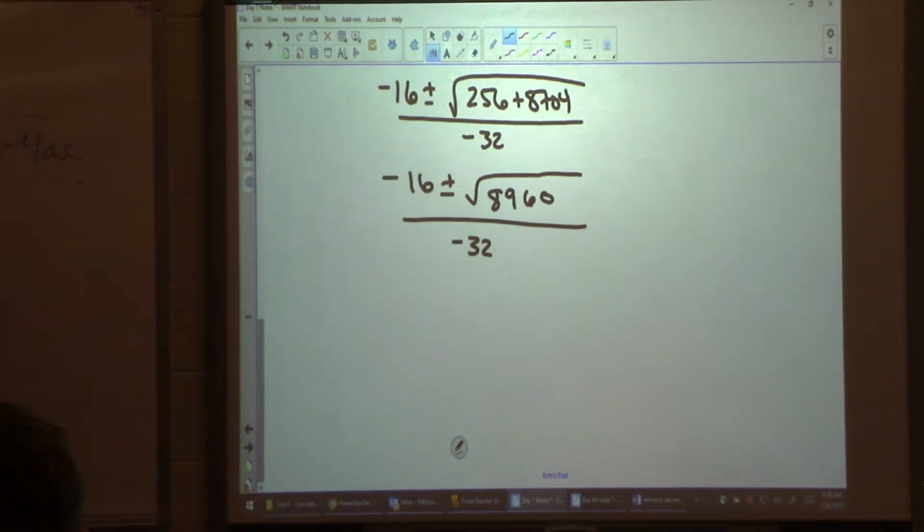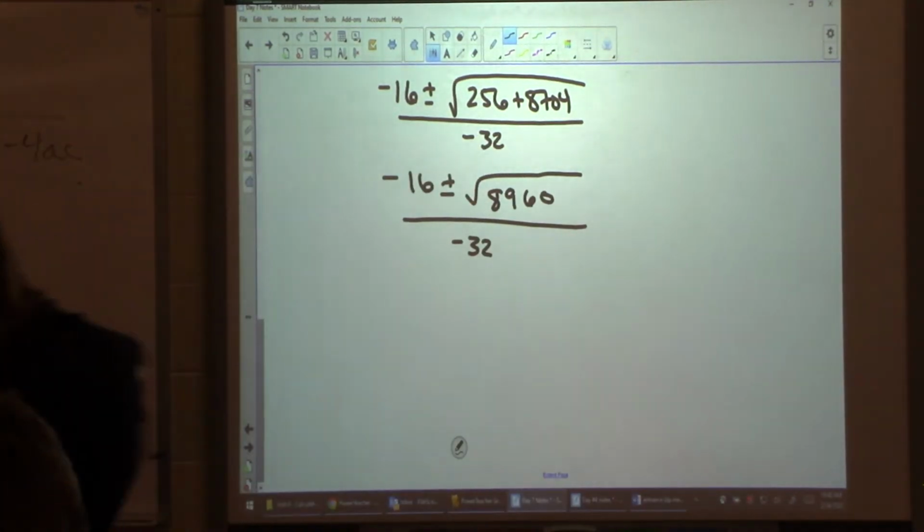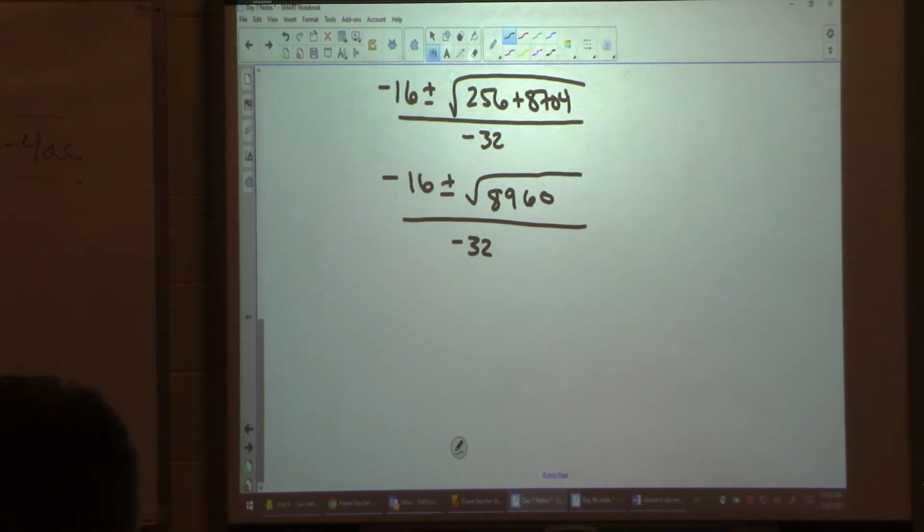Okay, is 8,960 a perfect square? It's not. When we did these problems the other day, we said it needs to be a simplified radical, right? When we're doing application problems, I don't want to know how many seconds it takes them in a simplified radical. So we can use decimals.